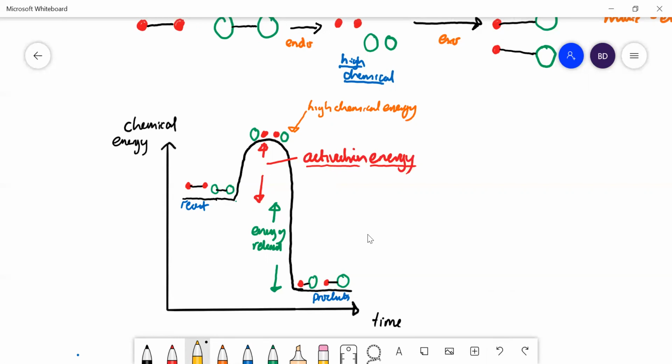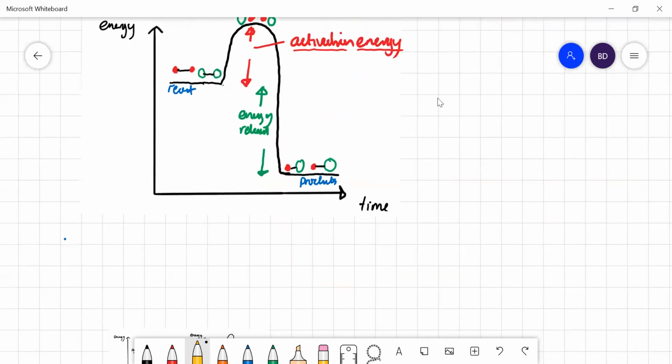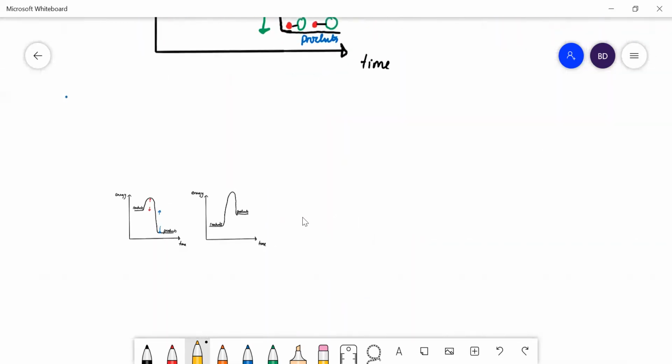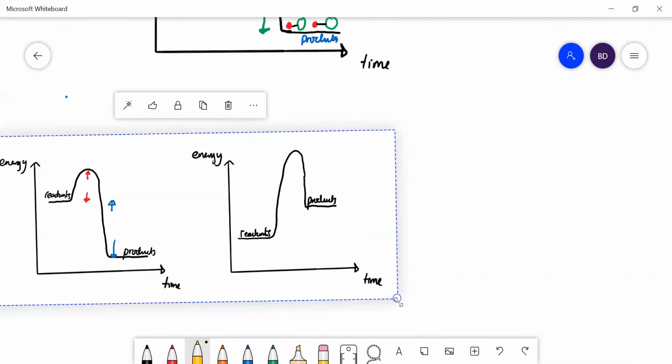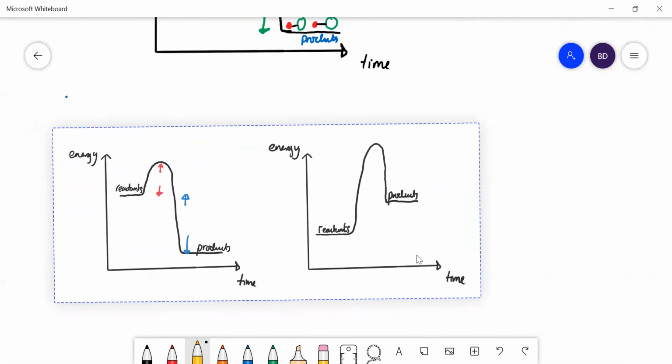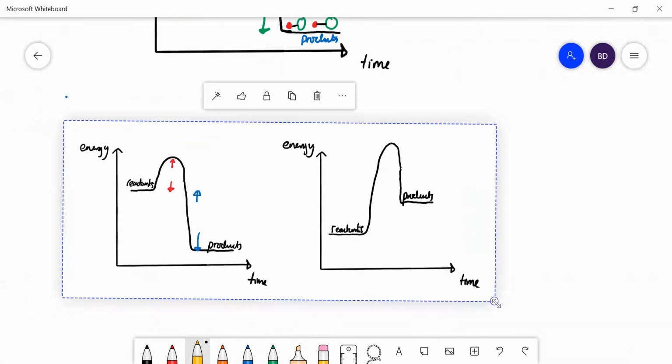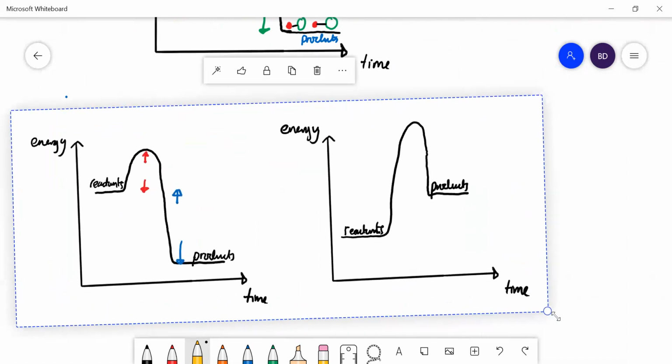Okay, so let's just look at that in more general terms. So that was that particular example. You need to be familiar with these little graphs, and they're called reaction profiles, and they have that little hump in them there, and that is the activation energy. So let's just make that a bit bigger.